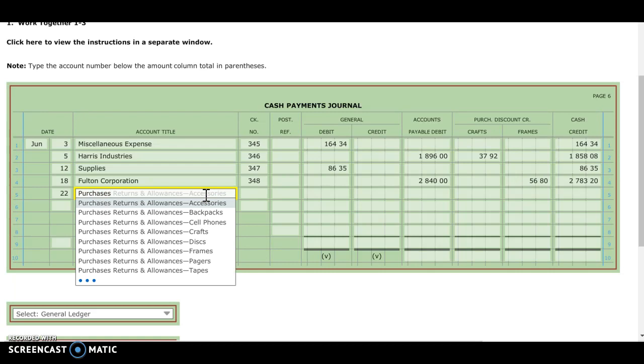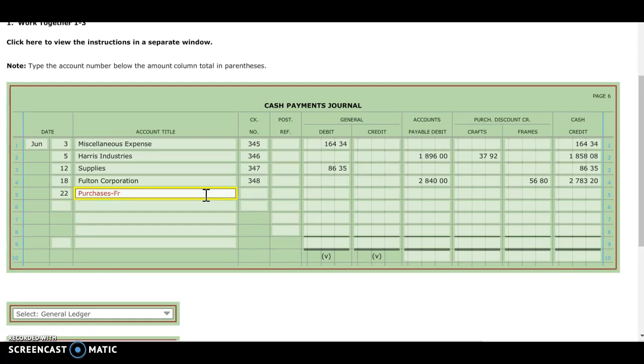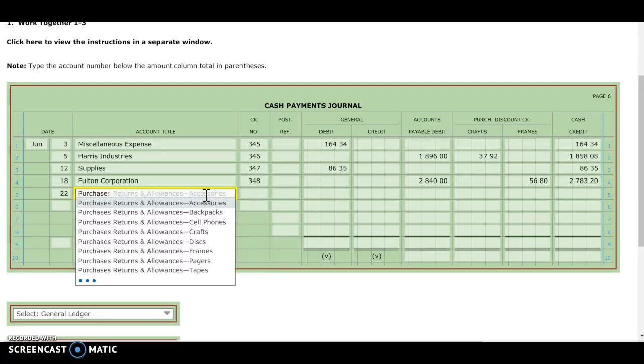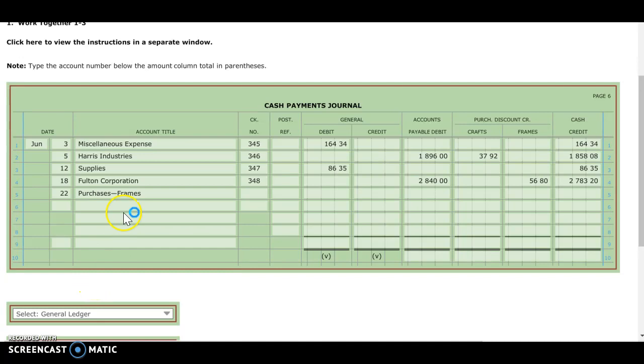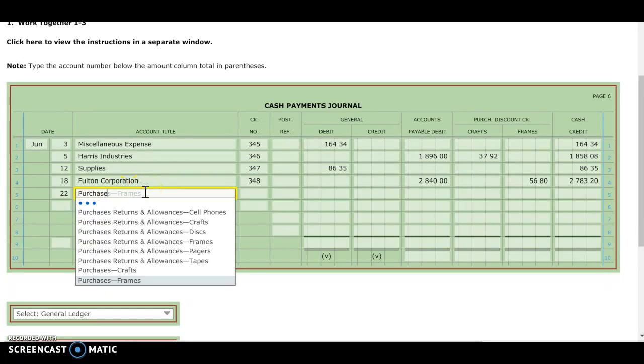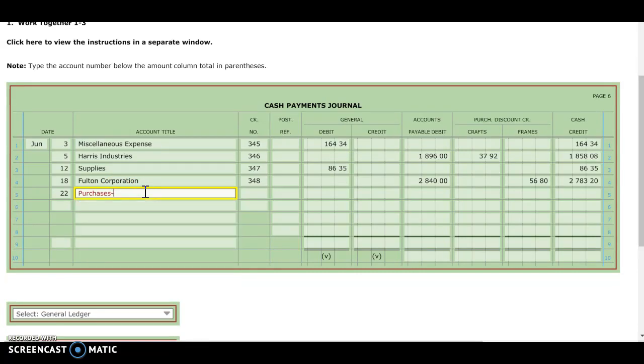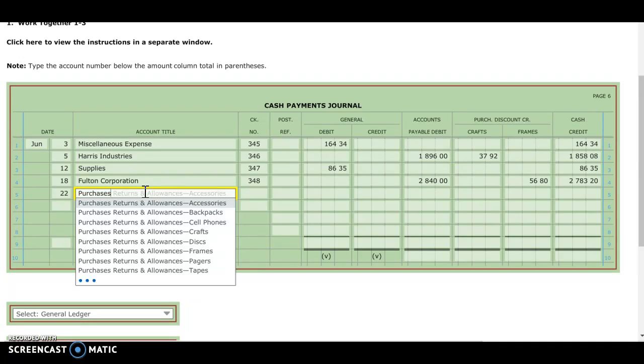Well, they're not going to let me put that in, are they? There it is. Okay, so just if you were having problems like that, when I was typing it, it wasn't allowing me to put that in.